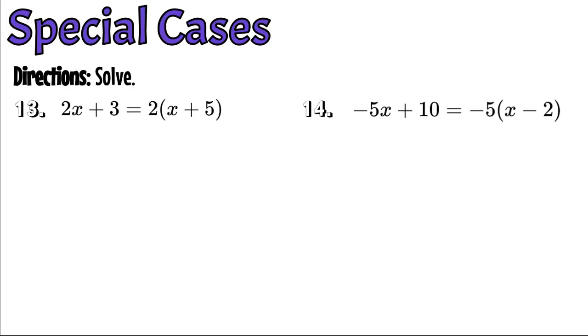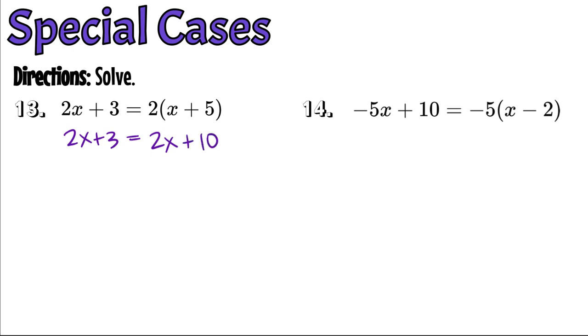There are some special cases that we want to consider. So let's solve these and talk about the special cases that might occur. So on the left, we have 2x plus 3, and we're going to leave that. There's nothing we can do with that in the first step, because on the right, we want to distribute the 2. So we get 2 times x equals 2x, and 2 times 5 equals plus 10.